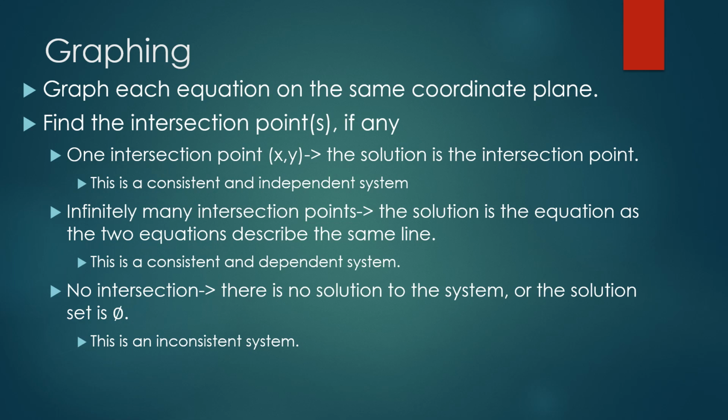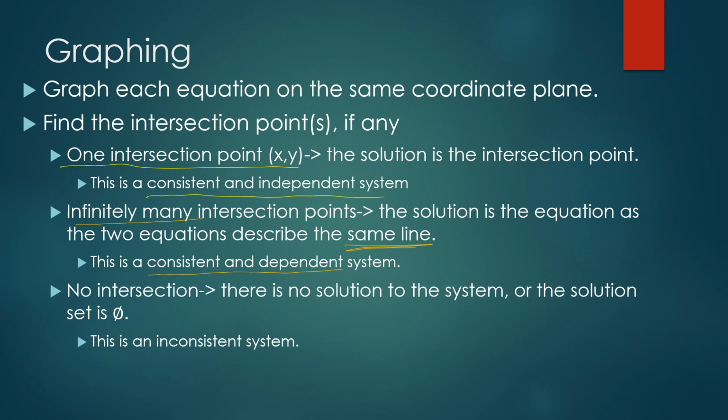So how do we solve a system by graphing? We're going to graph each equation on the same coordinate plane. We'll find intersection points, if any. If there is one intersection point, then the solution is the intersection point. This means we have a consistent and independent system because there is one unique solution. Now, if we graph and we find that they actually are the same line, then what we have is infinitely many solutions, or we have a consistent and dependent system.